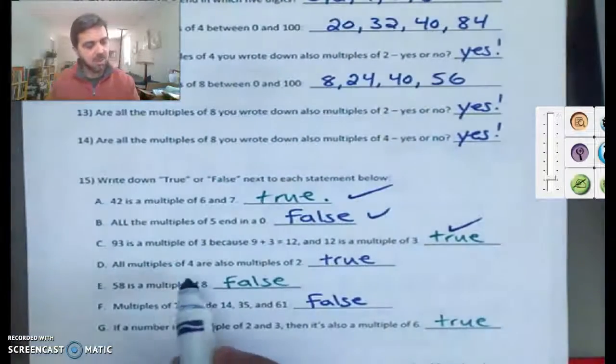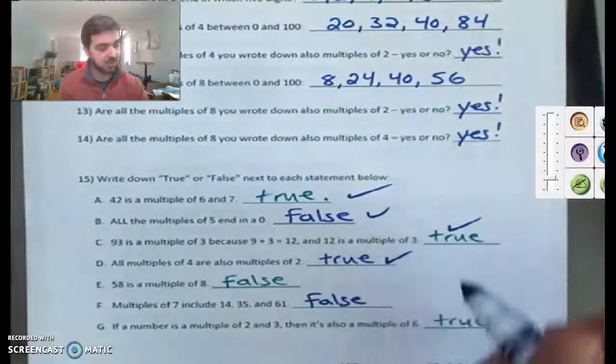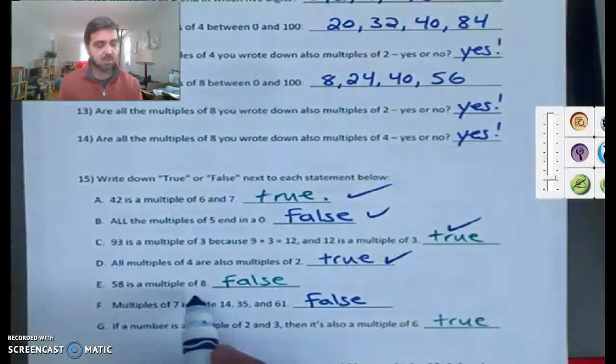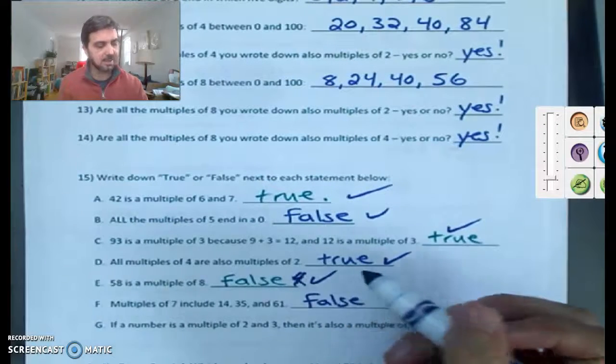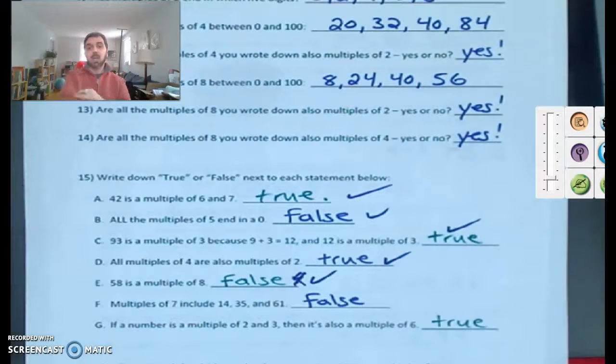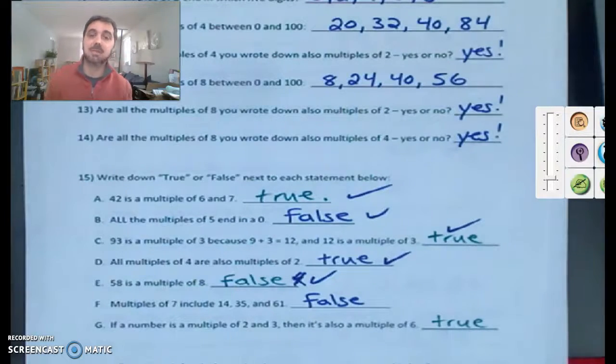All multiples of 4 are also multiples of 2. We just talked about that. That is true. 58 is a multiple of 8. False. That is the correct answer. It is not a multiple of 8, even though it ends in an 8. 56 is a multiple of 8 because 8 times 7 is 56.